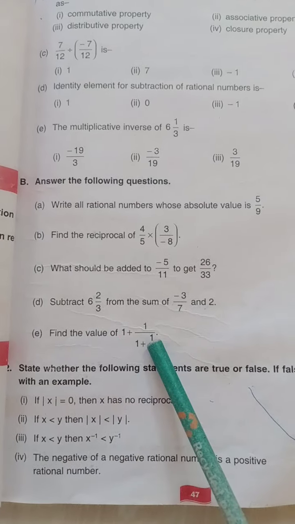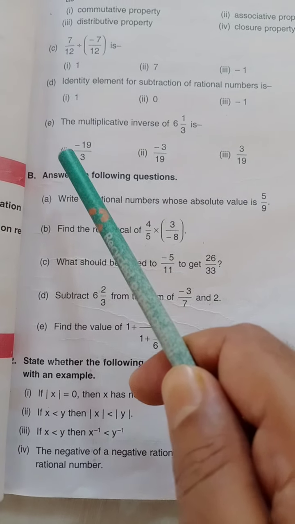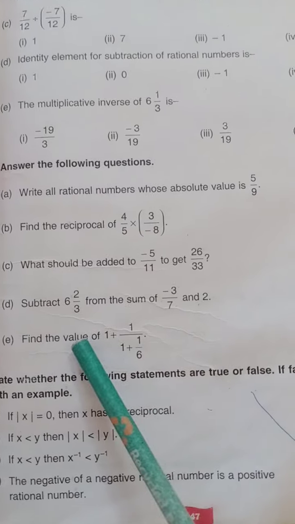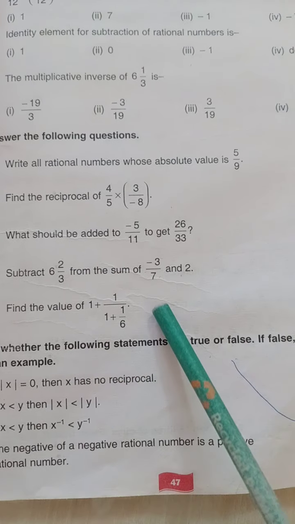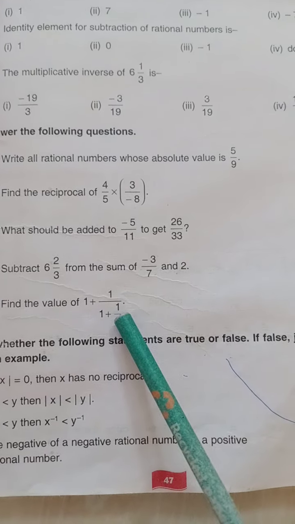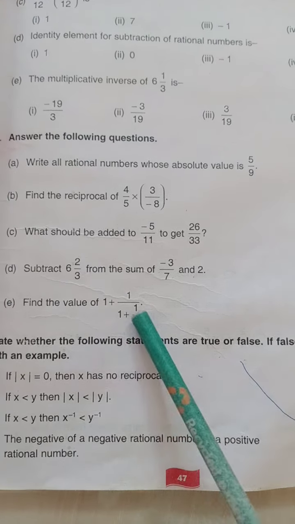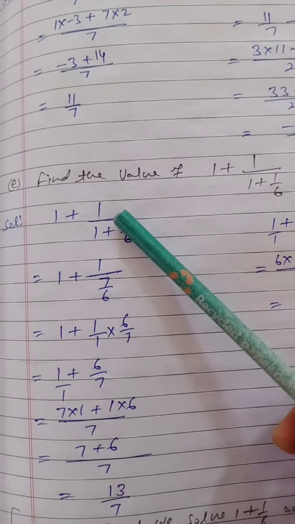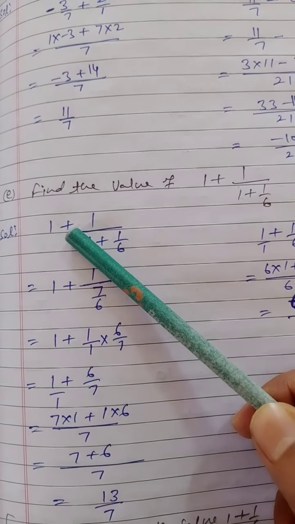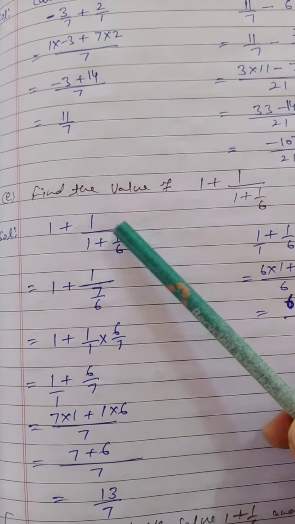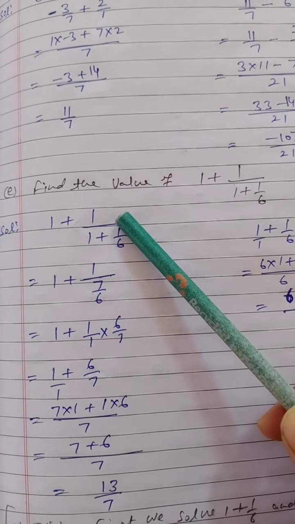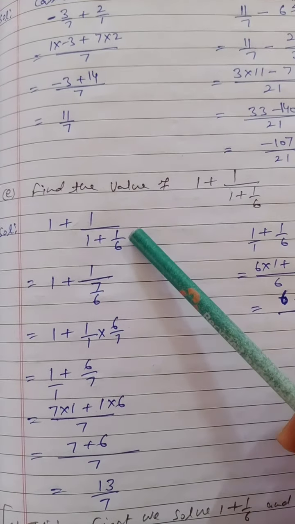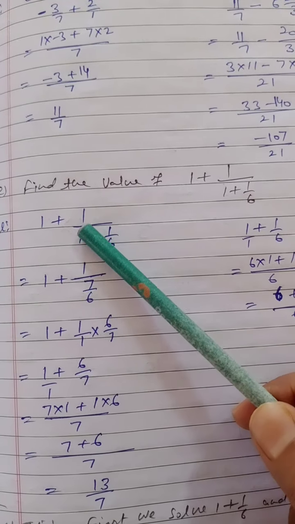The E part of the first part, question number B, E part. Find the value of 1 plus 1 upon 1 plus 1 by 6. We will discuss this question. See here, this is the question: 1 plus 1 upon 1 plus 1 by 6. First we will solve this denominator separately and then replace that value here.